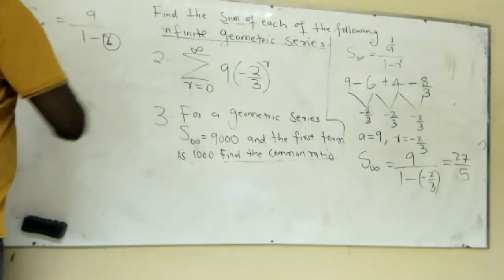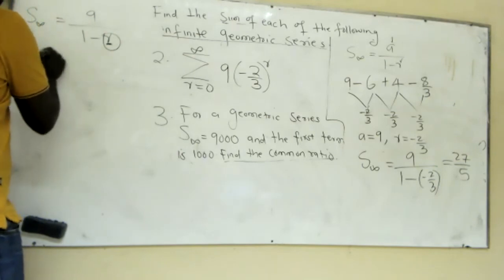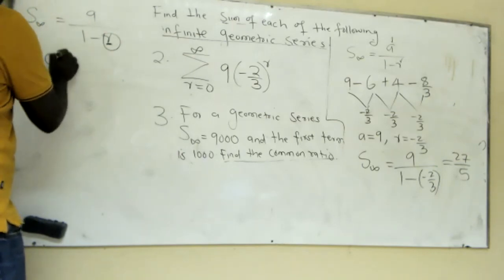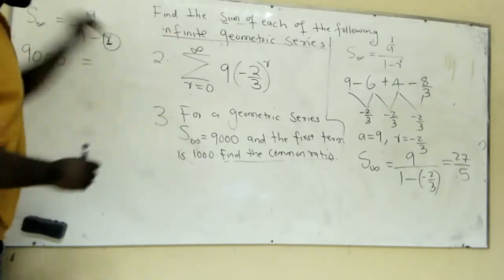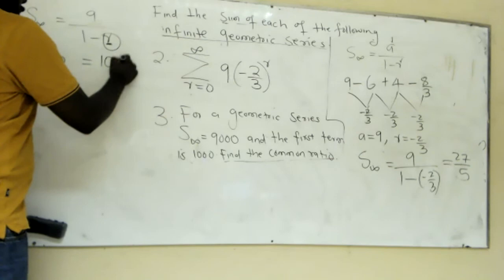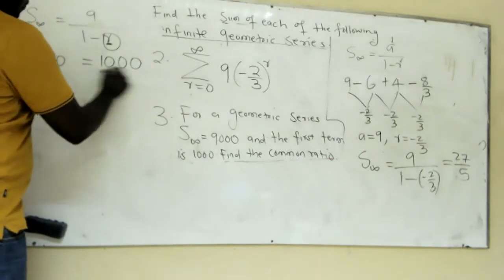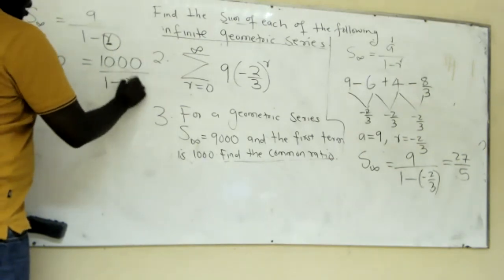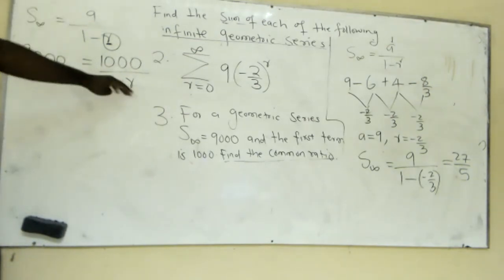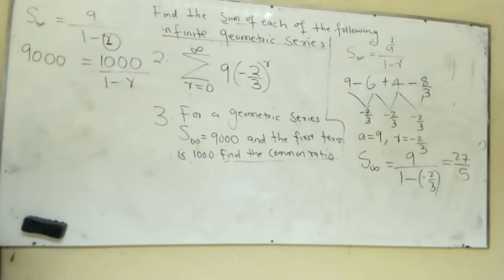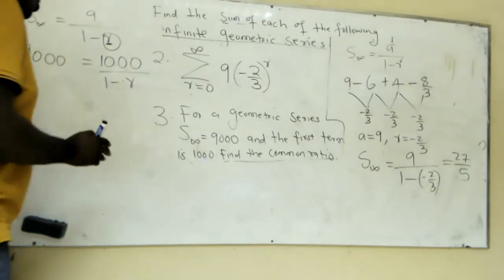So the summation to infinity we are given is equal to 9,000. And then the first term is also given. The first term we are given as what? As 1,000. And all this must be divided by 1 minus R. Your task now is to make R the subject of the formula. You can do it in any way you prefer.